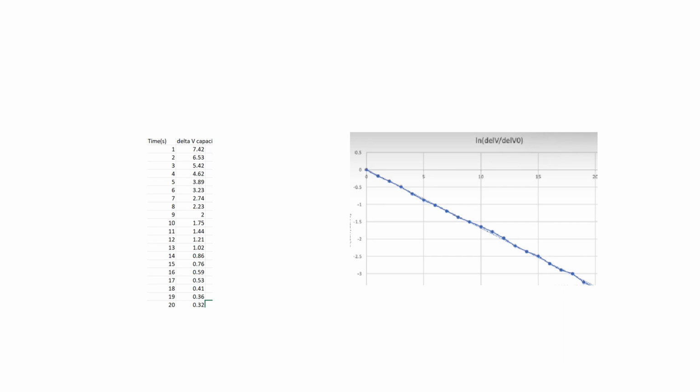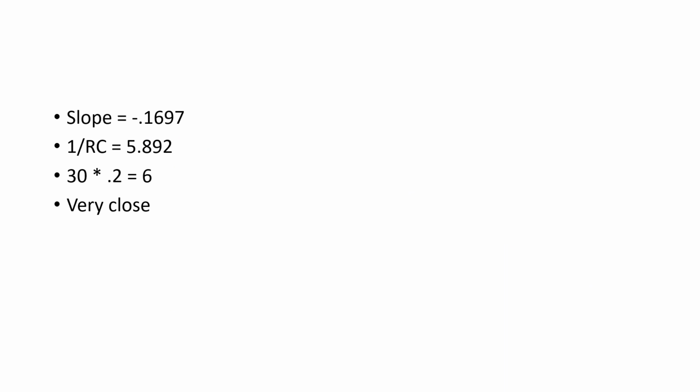Well, this is what the graph looked like when I had ln delta V over the initial delta V on one axis and time on the other axis. Got a slope of -0.1697 for that graph, and then 1 over RC is equal to, so then you get 5.892, then 30 times 0.2 is 6. You can see that the numbers are very close.